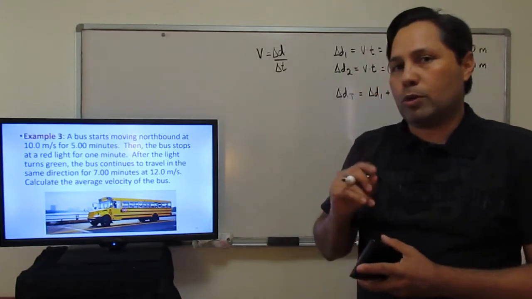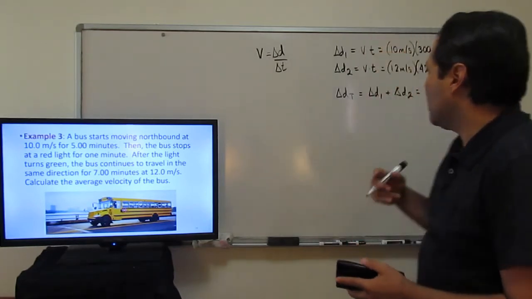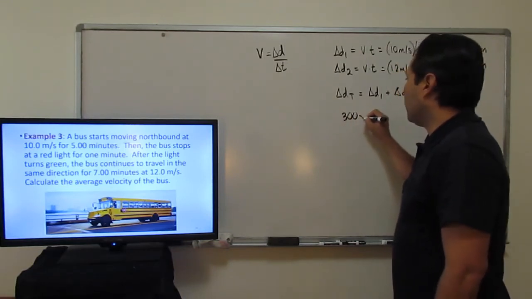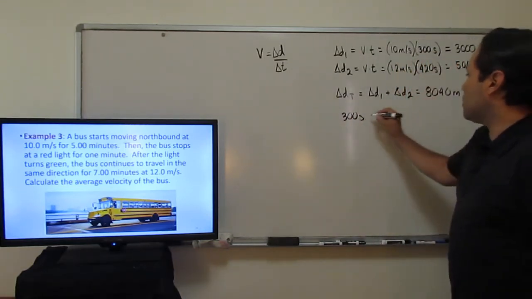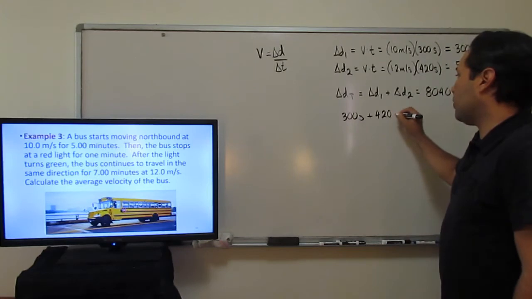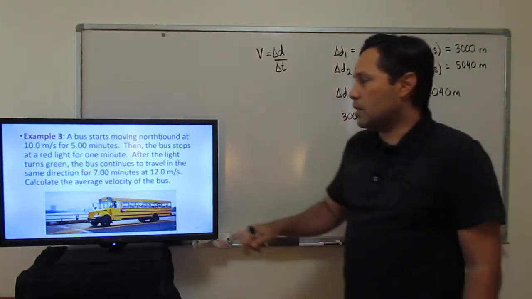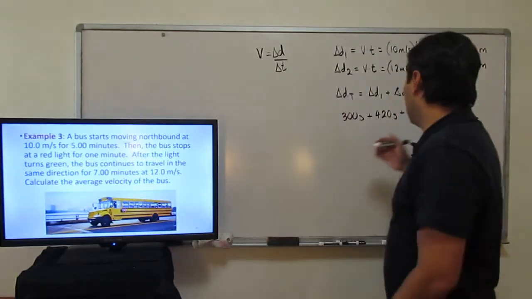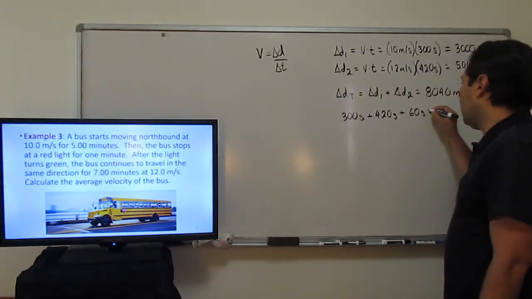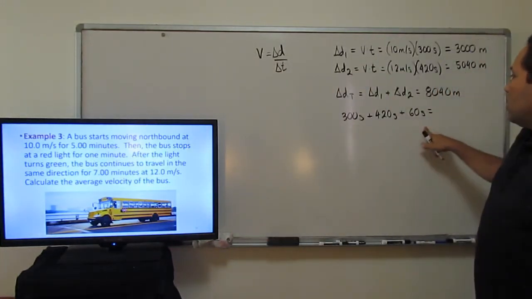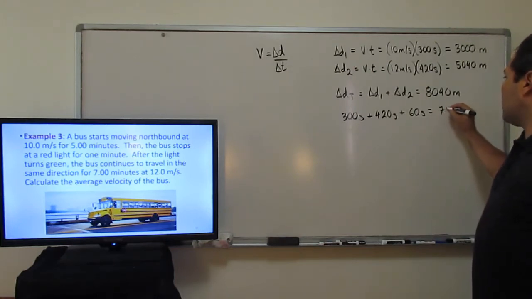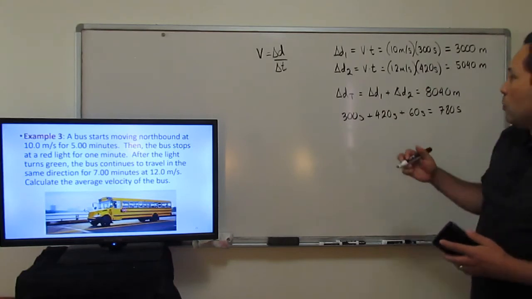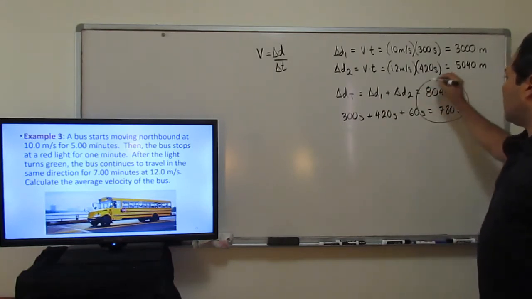How long did the whole trip last as far as time goes? The time was 300 seconds for the first part of the journey, 420 seconds for the second part of the journey, plus it does say that I spent 1 minute waiting, and that is part of the journey. So I'm going to put that in seconds as well. That gives us 780 seconds. Now we've got everything we need.